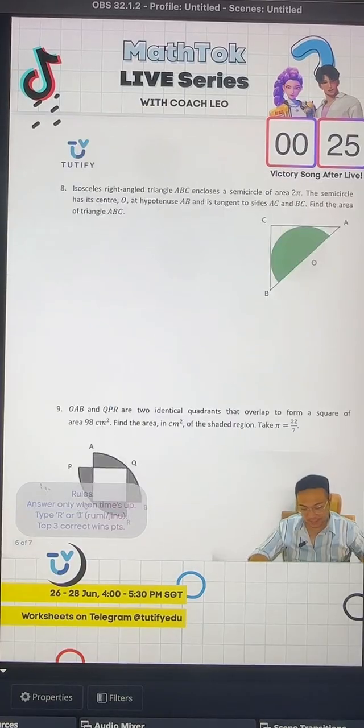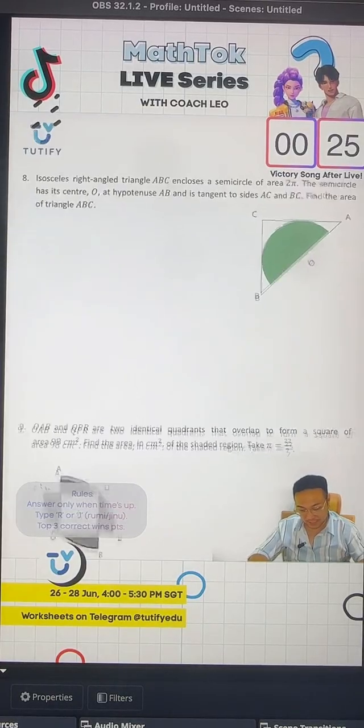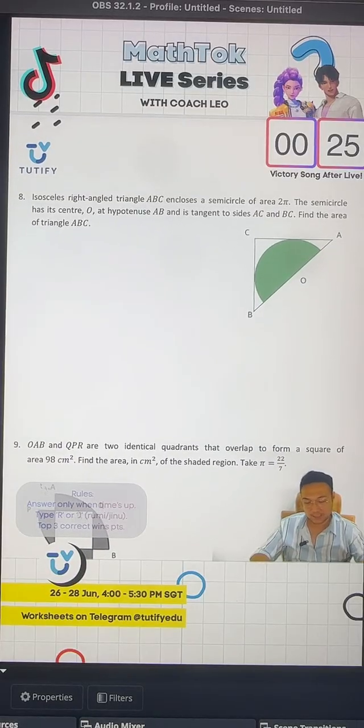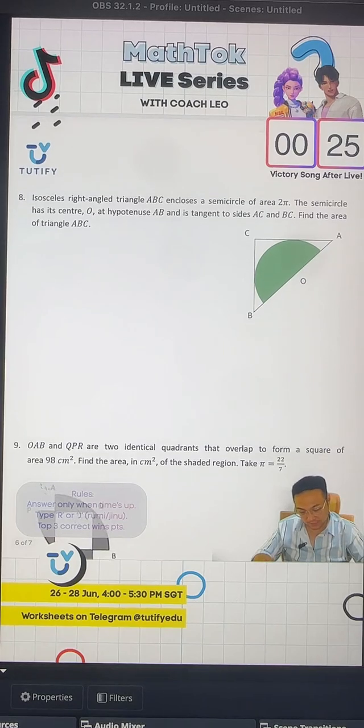Okay, so students, let's take a look at question number 8. Wow, look, this is not easy, by the way. You need to visualize a little bit better. Anyway, the same thing applies for all types of geometry question, whether you're doing circles, whether you're doing triangles, right? Visualization is a very important skill. Sometimes you even need to draw your own lines on the diagram. Okay, so let's take a look at this question first.